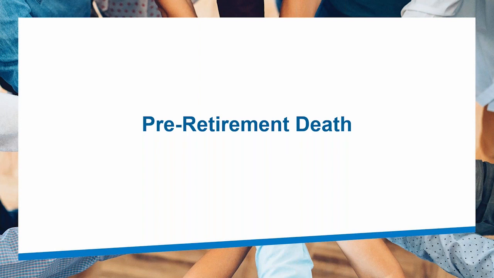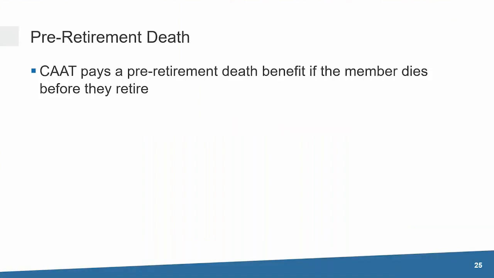Now let's review the pre-retirement death process. For pre-retirement death, employers are responsible for reporting the death of an active member and members who may be on a leave or on disability. Pre-retirement death benefit would also apply to members who have terminated and are on an extension of membership from the plan or are members with a deferred pension with the plan.